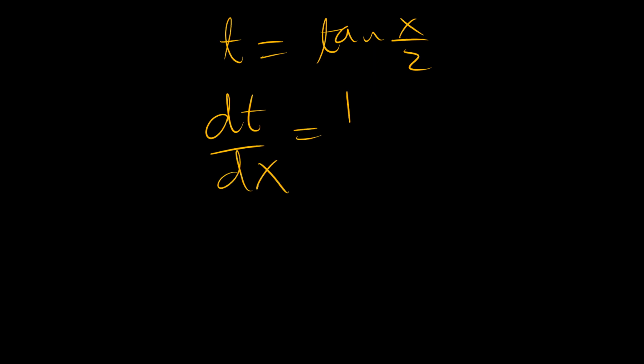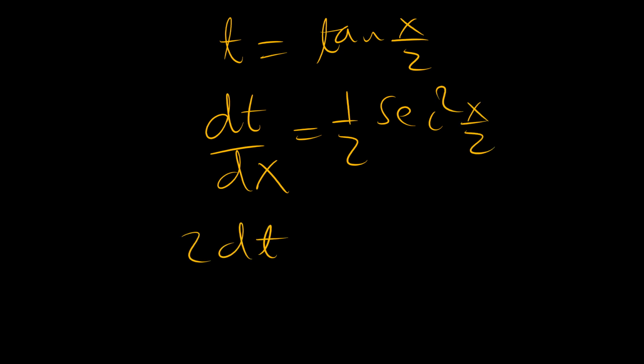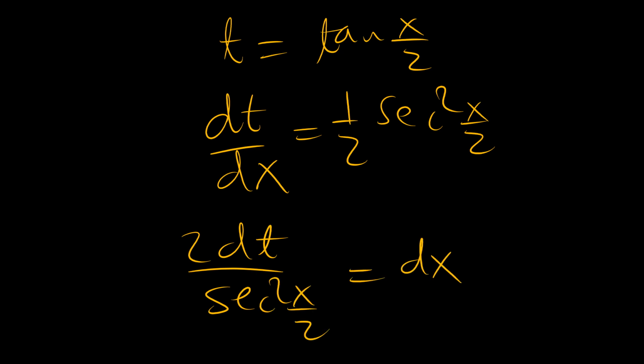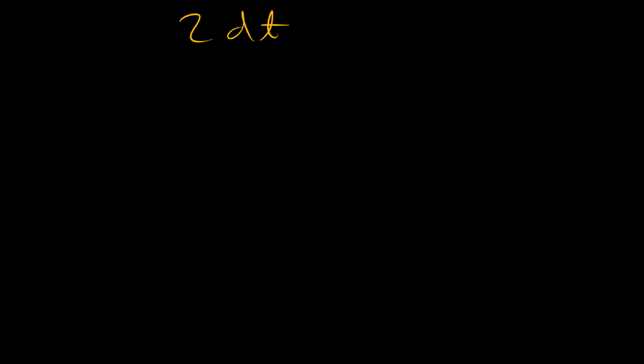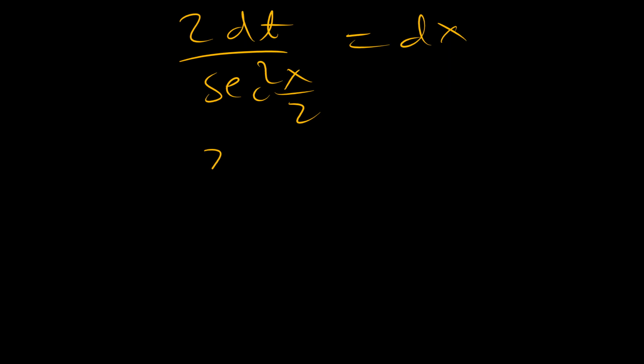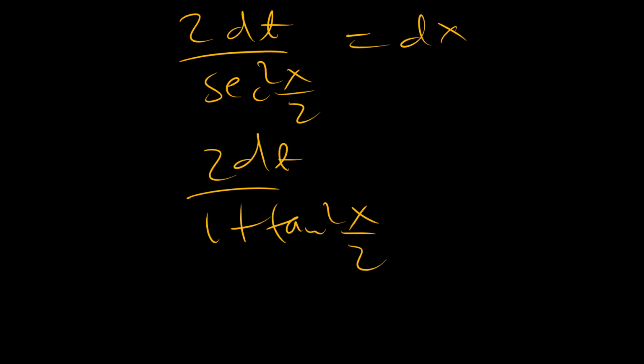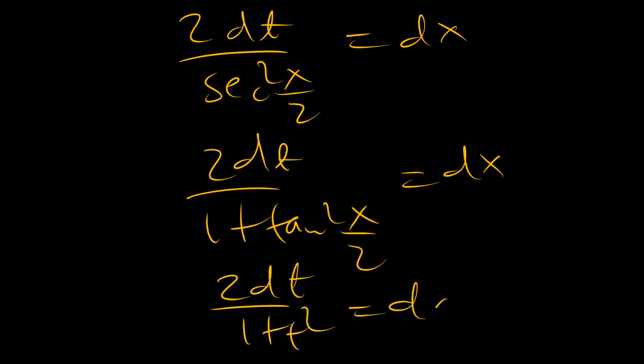Now, with such a problem, substituting t equals tangent of x over 2 is apt. So we have dt/dx equals a half secant squared x over 2, and so 2 dt over secant squared x over 2 equals dx. That means we have 2 dt over 1 plus tan squared x over 2. And since tan x over 2 is t, we get 2 dt over 1 plus t squared equals dx.